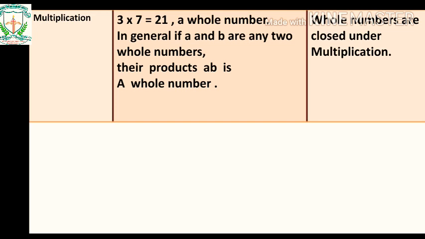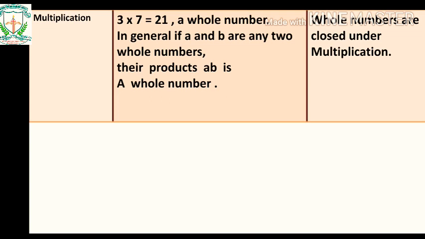We'll take one more example. 2 into 1. 2 is a whole number, 1 is also a whole number. The result, 2 ones are 2, is also a whole number. So we can say closure property for multiplication holds good.